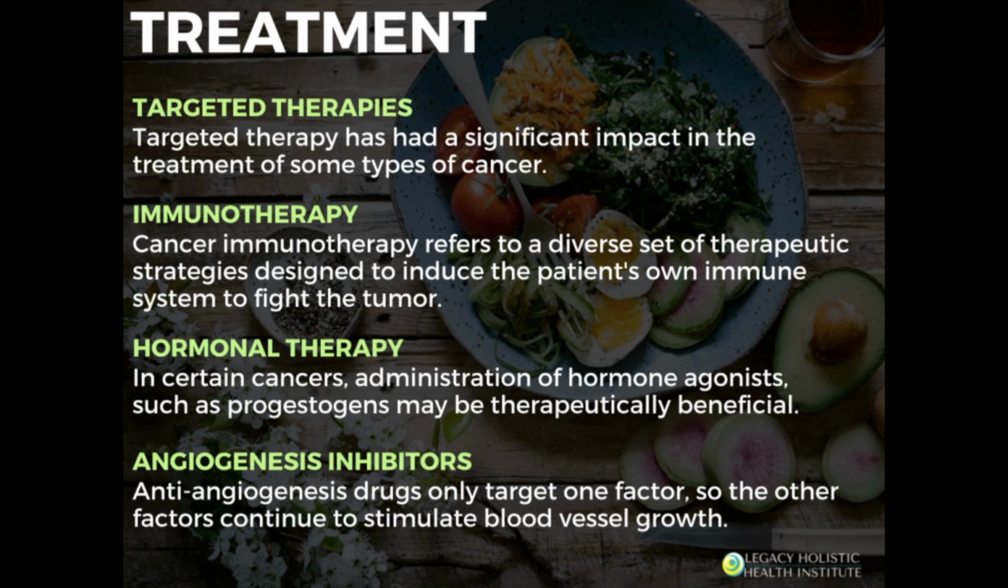Hormonal therapy is also another form of treatment. And in this particular type of treatment, the growth of some cancers may be inhibited by providing or blocking certain hormones. Common examples of hormone-sensitive tumors include certain types of breast and prostate cancers. Blocking estrogen or testosterone is often an important additional treatment in certain cancers. Administration of hormonal agents or agonists, such as progesterone, may be therapeutically beneficial in treating different types of cancers.